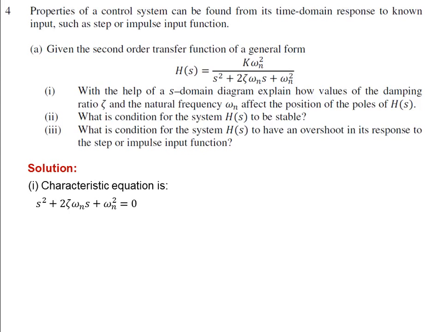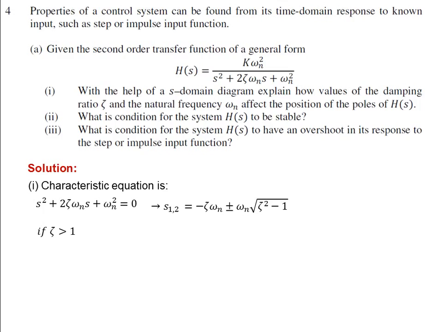By putting this characteristic equation equal to 0, we can find the poles of the transfer function. By solving this polynomial, we have the poles of the transfer function as s1,2 equal to minus zeta omega n plus or minus omega n root of zeta squared minus 1. Based on the value of zeta, we have different types of systems.